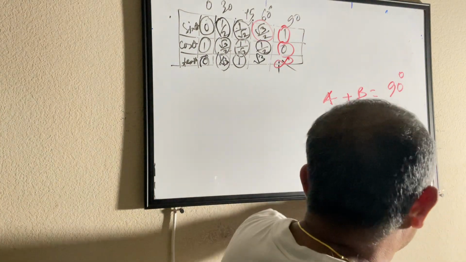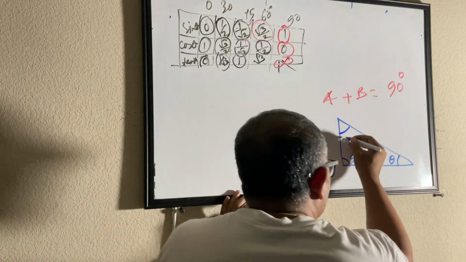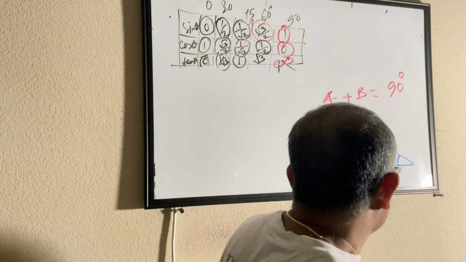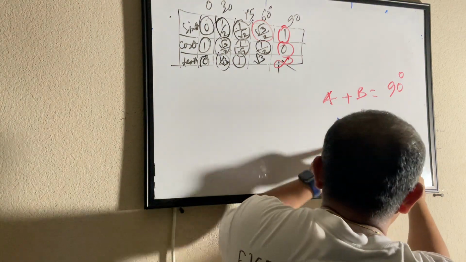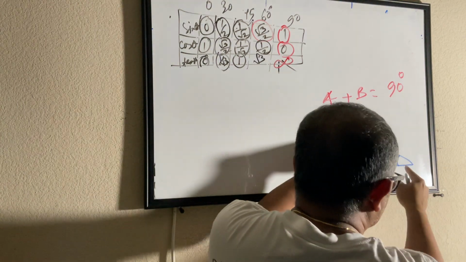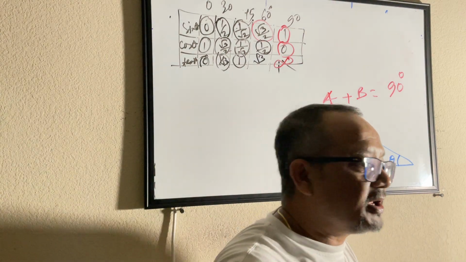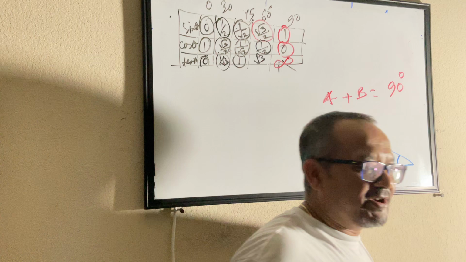If this is theta, this angle will be 90 degrees minus theta. So for this angle, this is the complementary angle, and for this angle, this is the complementary angle, because they both add up to 90 degrees.